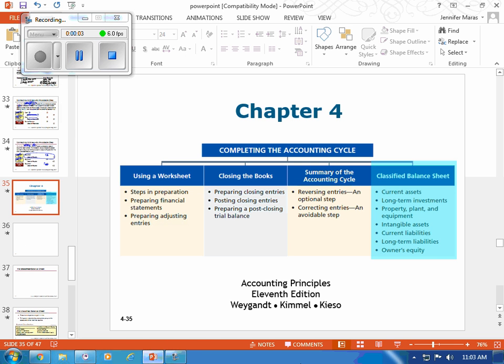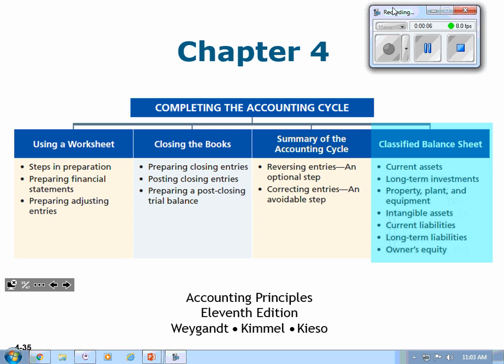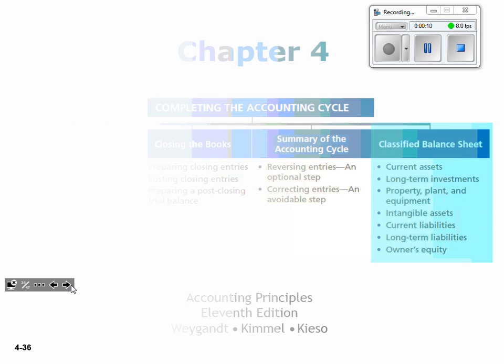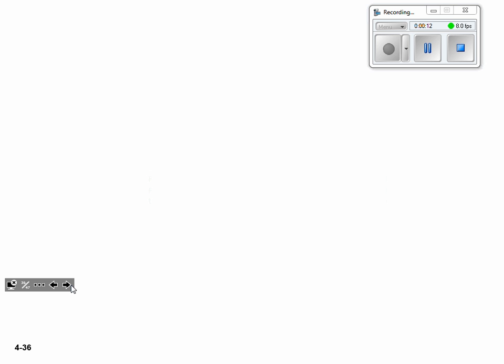Welcome to the last section of the chapter. Before I actually get into talking about it, I think it's important we talk about where we've been. The focal points of this chapter have been these. We talked about worksheets. Worksheets, of course, are a tool used to prepare financial statements.